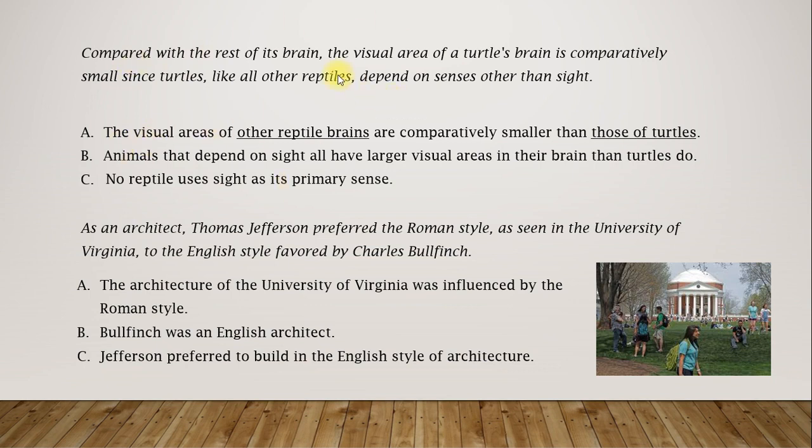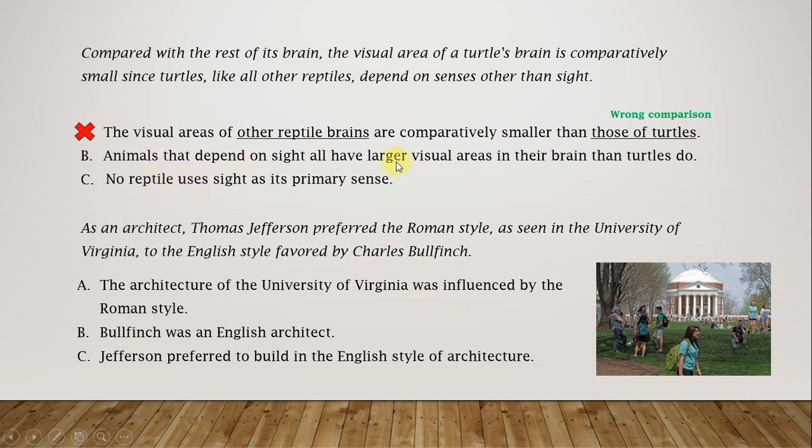Compared with the rest of its brain, the visual area of a turtle's brain is comparatively small, since turtles, like all other reptiles, depend on senses other than sight. A. The visual areas of other reptile brains are comparatively smaller than those of turtles. In this option, the comparison is between the brain of reptiles and those of turtles, but there is no such comparison in the given sentence. Therefore, A can't be the correct answer.